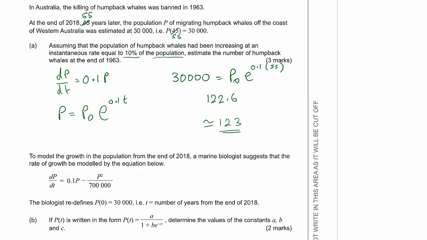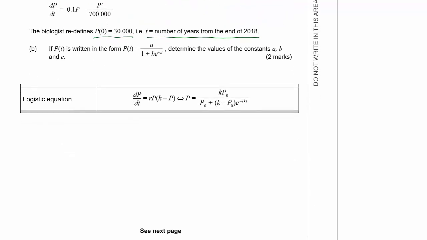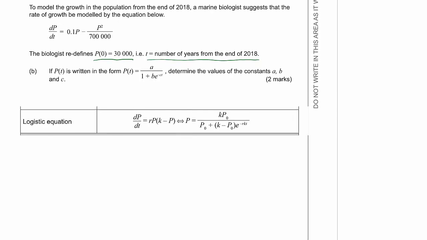To model the growth in the population from the end of 2018, a marine biologist suggests that the rate of growth be modeled by the equation below, which we can recognize as a logistic equation. The biologist redefines P0 as 30,000, so t is the number of years from the end of 2018. If P(t) is written in the form P(t) equals A over 1 plus B e to the negative ct, we need to determine the values of the constants A, B and C. And in order to do this, I went to the formula booklet.